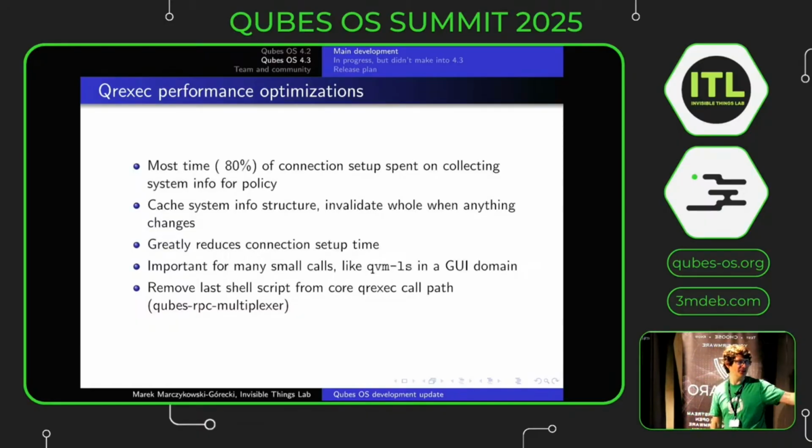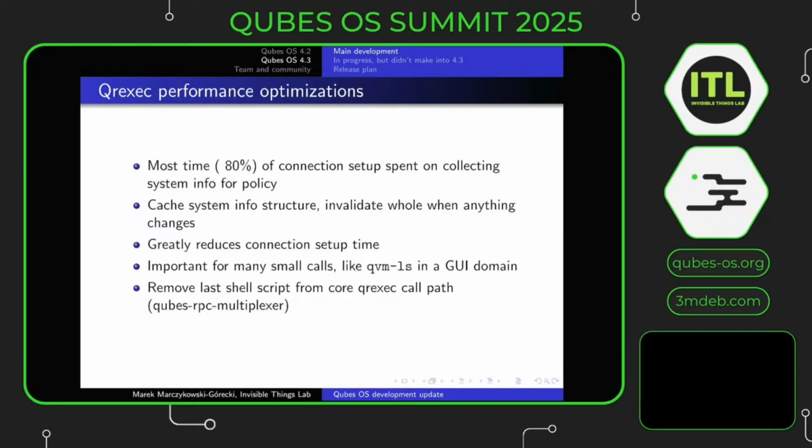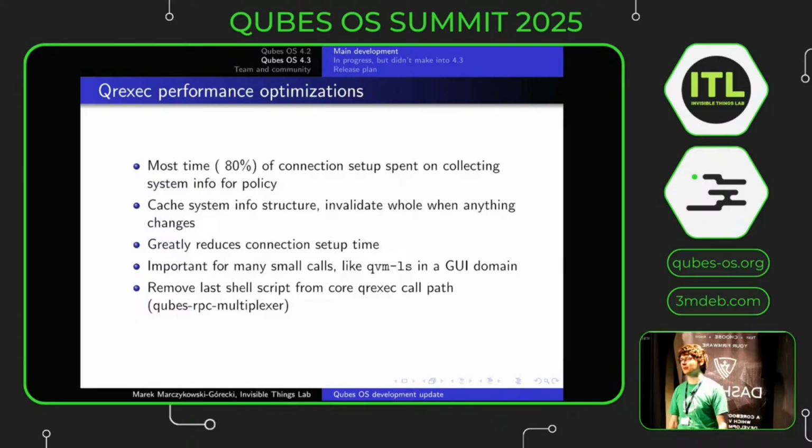And the second small change is removing the last shell script from that path. So if your Qrexec service is some binary, you don't need to call it via shell anymore. It didn't improve performance that much, but generally the less shell, the better. So why not?